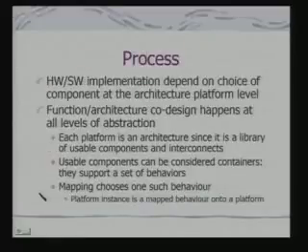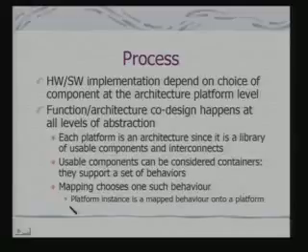In fact, hardware software implementation depends on the choice of component at the architecture platform level, and function or architecture co-design happens at all levels of abstraction. Because each platform is an architecture, since it's a library of usable components and interconnects. And usable components can be considered as containers, and they support a set of behaviors. And mapping chooses one such behavior. Okay? And a platform instance is a mapped behavior onto a platform.